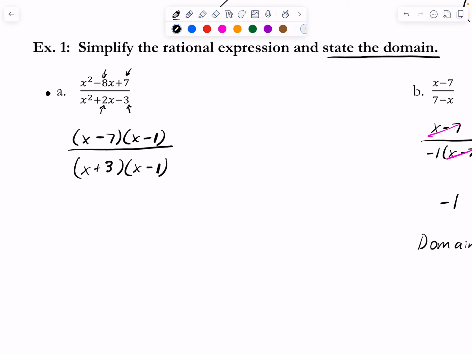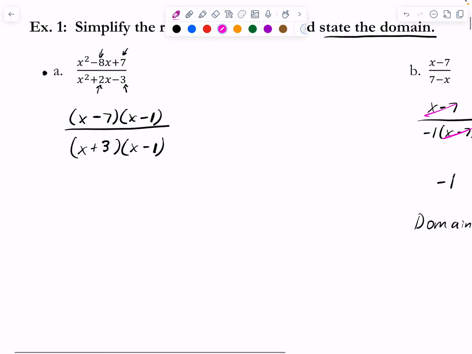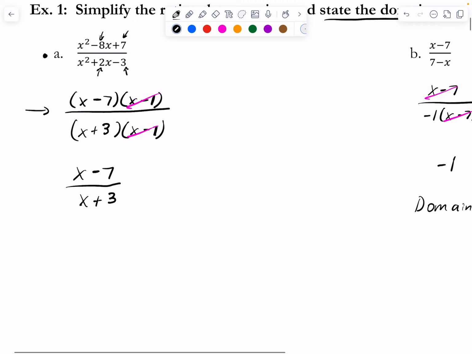Now once you are fully factored, if you have any common factors in the numerator and the denominator, you can cross those out and make 1. So the simplified expression is x minus 7 over x plus 3. Please, please, please do not cross out the x's here. These are factors, right? You can see that they come from factors, so everything has to be connected by multiplication for you to cross things out.